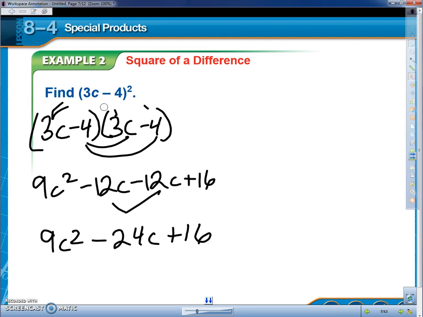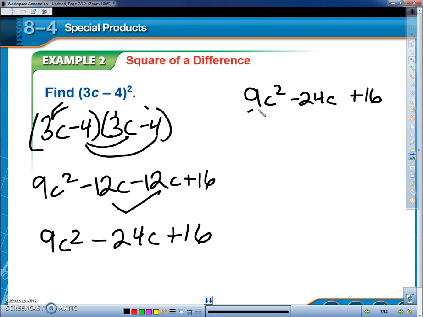Now, look at our original and see if we can do it without this. That's the answer we should be getting, but let's look at what we got. Multiply the front one by itself, so 3c squared, 9c squared. Multiply the last one by itself, plus 16. Multiply them together and double it. 3c times negative 4 is negative 12c, doubled, minus 24c. And that's the same thing. So again, this is just a shortcut in getting you where you need to be.